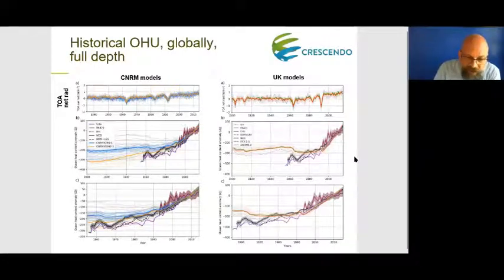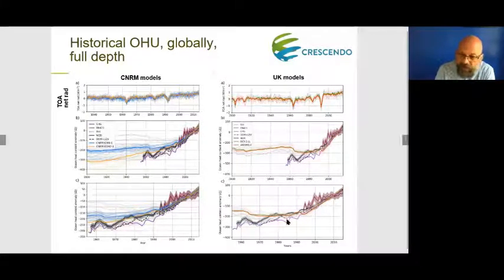If we look at the CNRM models compared against exactly the same observations, then we see that they are doing a much better job at being close to observations, especially before the 1990s, where an ocean heat uptake is actually simulated as opposed to the UK models. However, after 1990, the warming rate, the heat uptake rate, is smaller than observations, where it is larger in the UK models.